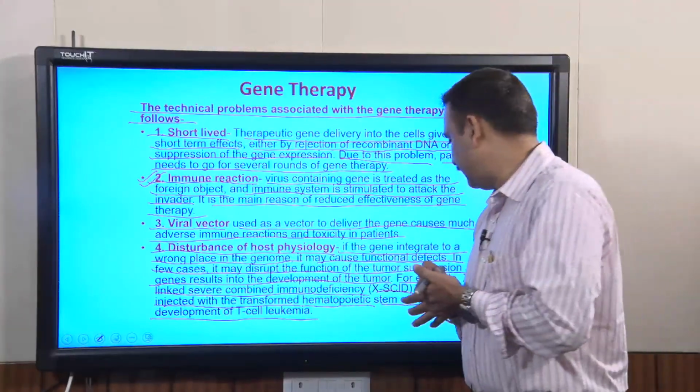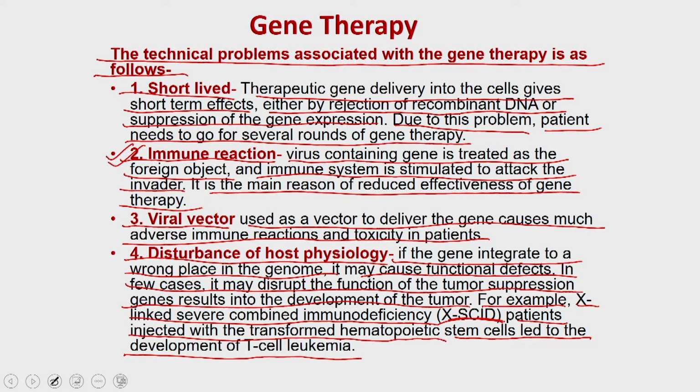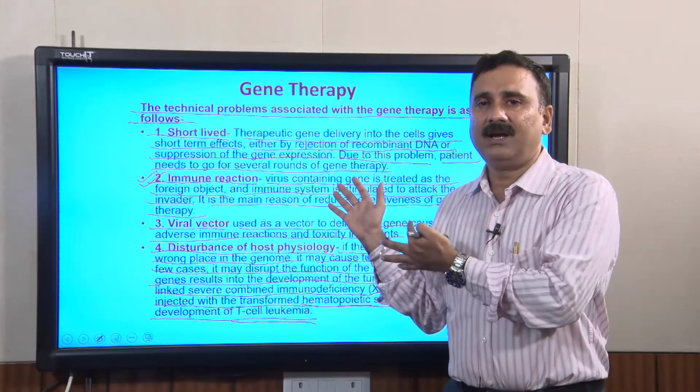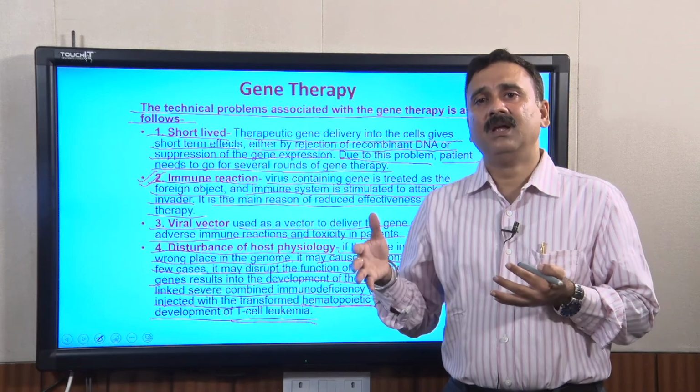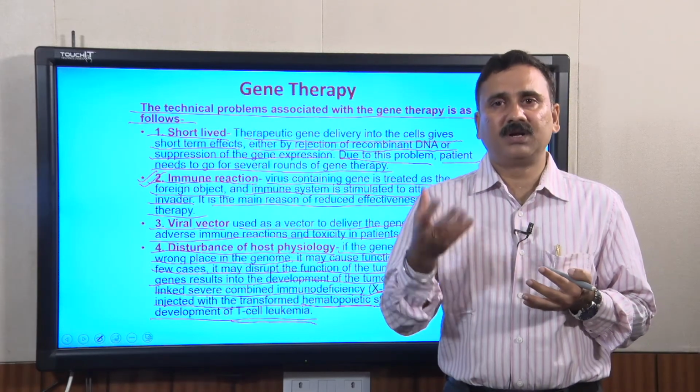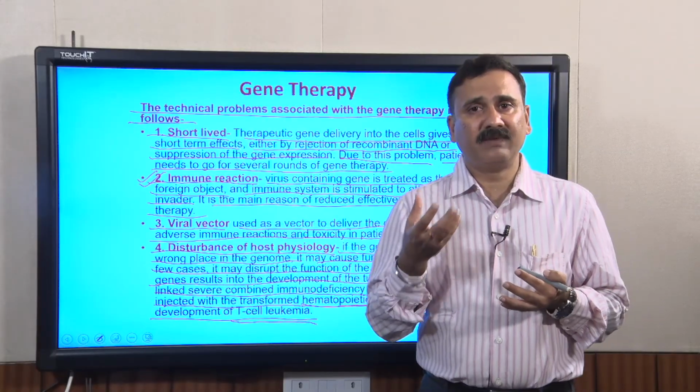If you take these XID patients and inject them with hemopoietic stem cells, they eventually develop T cell leukemia. Because of these kinds of technical issues and problems, gene therapy does not have any future in terms of providing permanent solutions for the mutations or the deficiency in having a short supply of that particular recombinant factor.